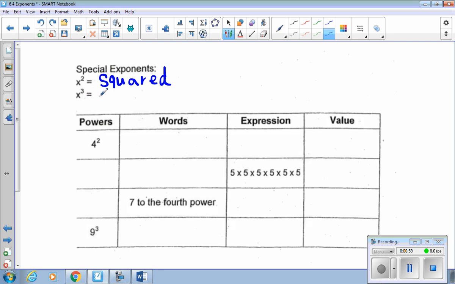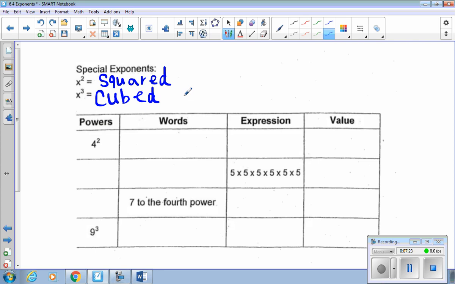So it has a special name too. And its special name is cubed. So you can see this says x cubed. You could have 4 cubed, 5 cubed, 3 cubed, anything like that. It has the same value and it means the same thing as some number to the 3rd power, but it's just a shorter way of saying it.